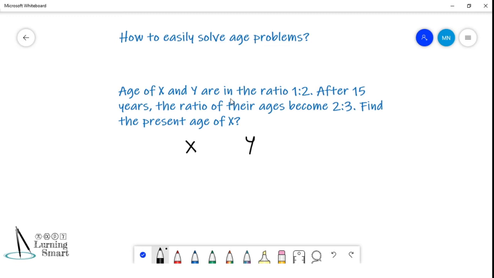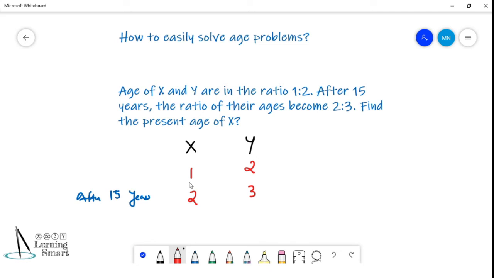The ratio of the ages of X and Y is given as 1:2. After 15 years, the ratio of their ages becomes 2:3. Find the present age of X.